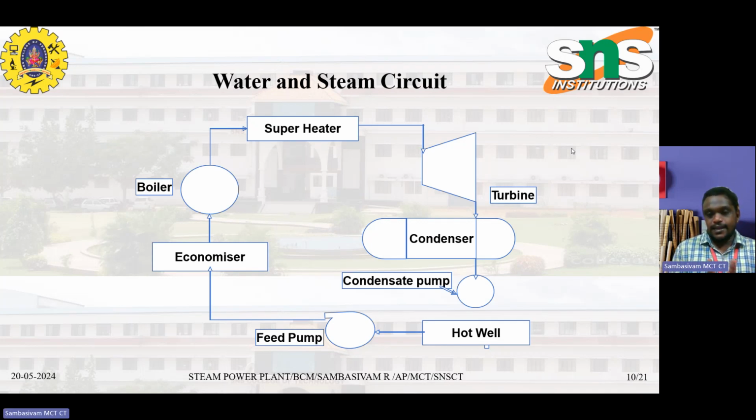In the water steam circuit, there is a condenser where the condensate pump is used to transfer the condensed water. Similarly, the hot well water is transferred through a feed pump, then through an economizer, and then to the boiler. The boiler heats the water and it is transferred to the superheater. Then it is transferred to the turbine.